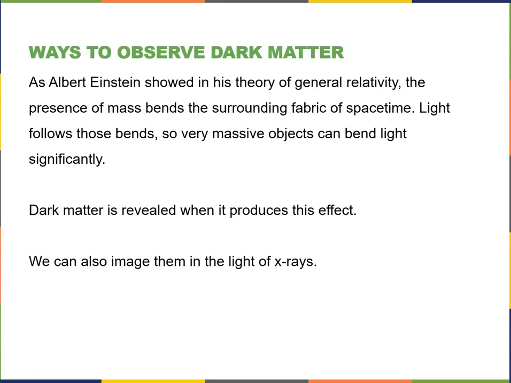So how do we observe this unseen matter? Albert Einstein showed in his theory of general relativity that the presence of mass actually bends the surrounding fabric of space-time. Light actually follows these bends. So very massive objects can bend light significantly. Dark matter is then revealed when it produces this effect. So that is one way we can observe it. The other way is in the light of X-rays.